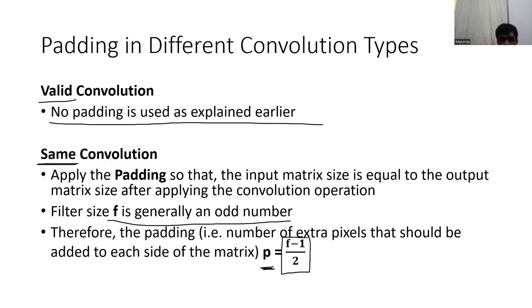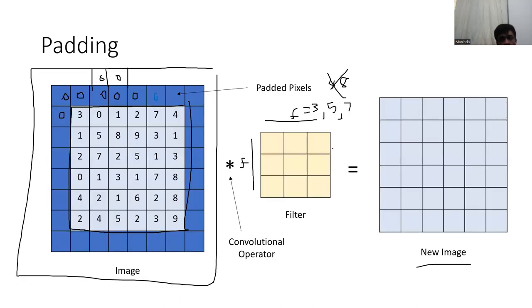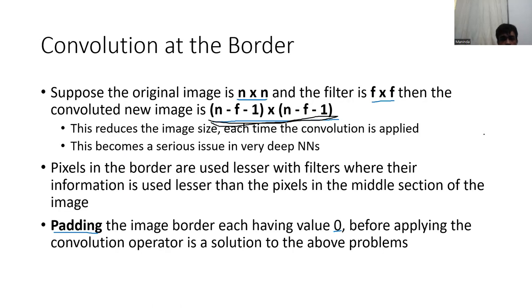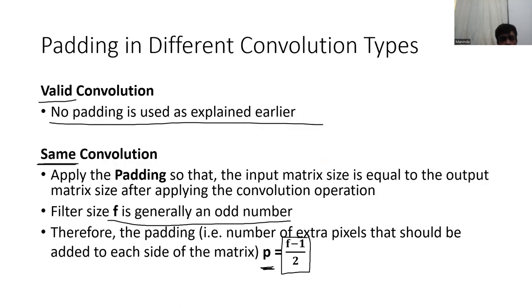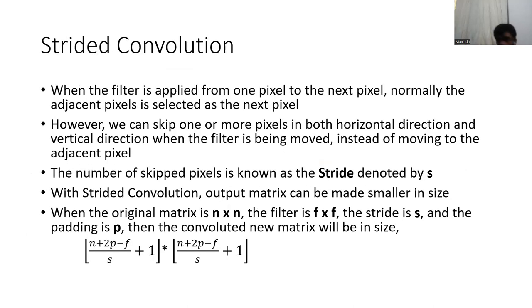Because of that, you can use this formula to find the layers of padding that you have to apply before applying this convolutional filter so that you will get the same convolution, which means the dimensions of the matrix would be preserved, right? Okay, so that is about padding.